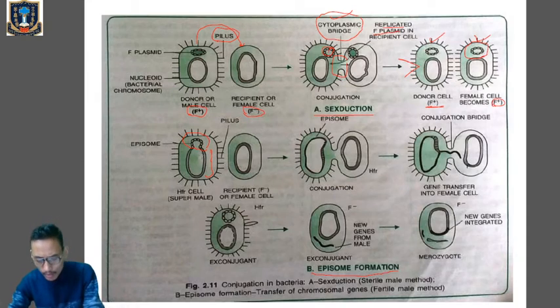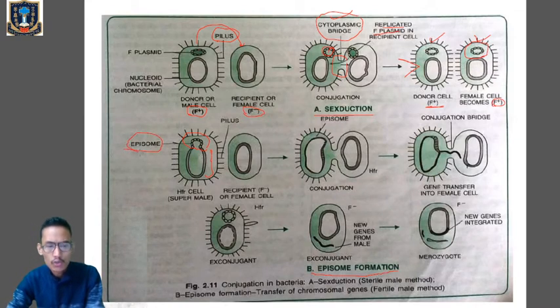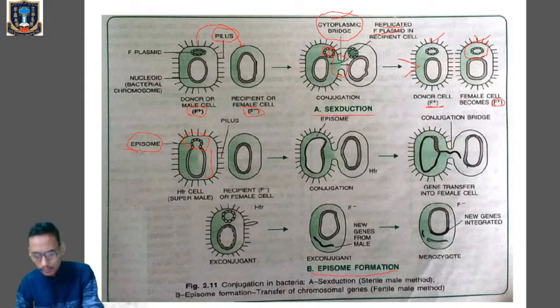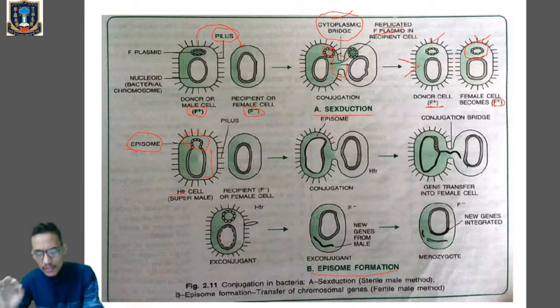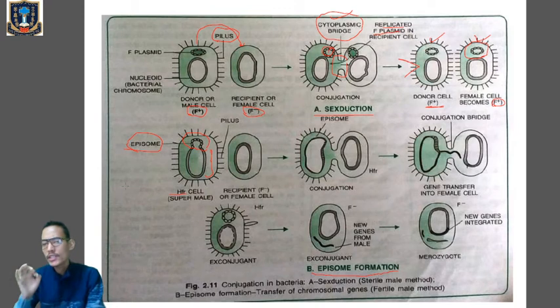Okay, and whenever the plasmid gets attached to the bacterial chromosome, such a structure is known as an episome. Clear? Okay, now such a male cell with an episome is known as an HFR cell. Now, what do you mean by HFR? Kindly remember, HFR means high frequency of recombination.